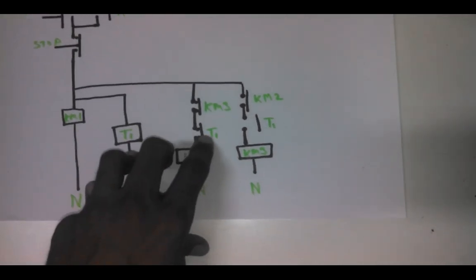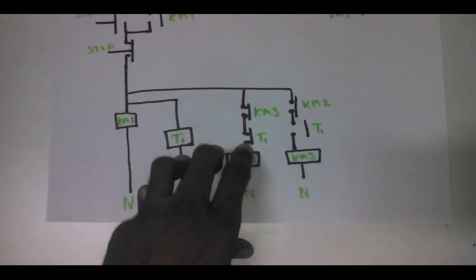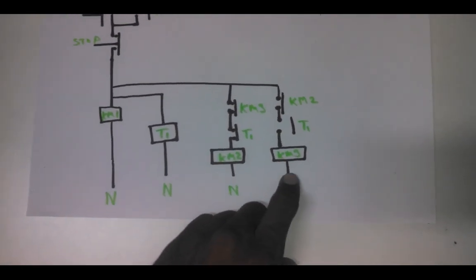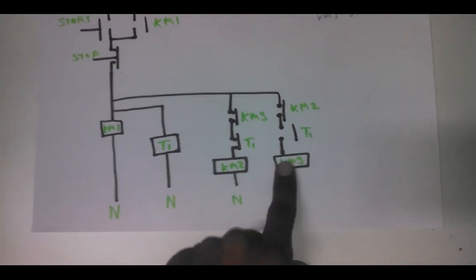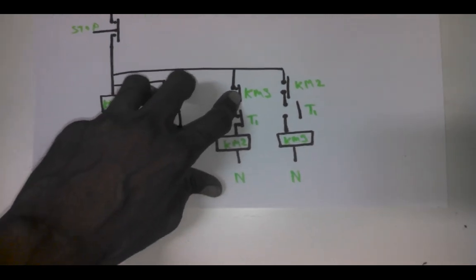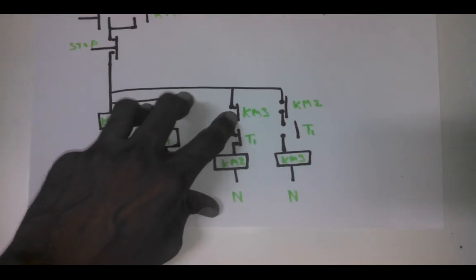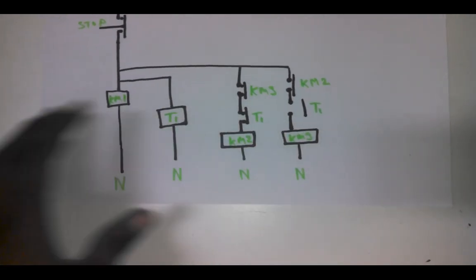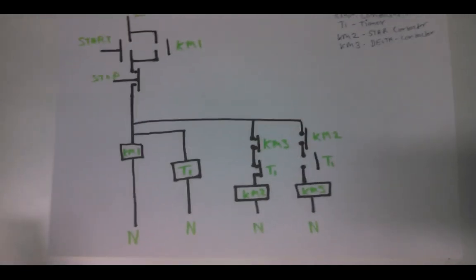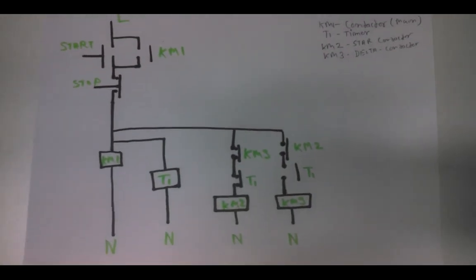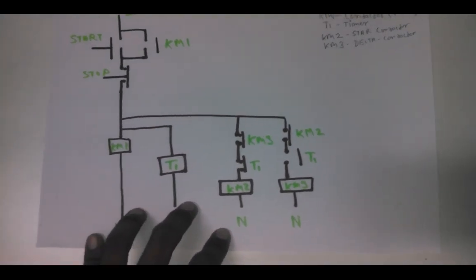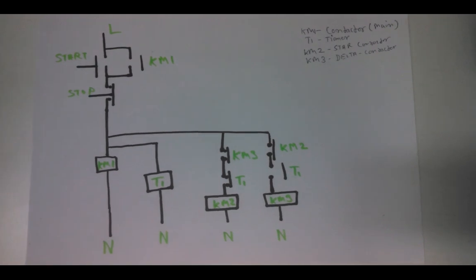And when the timer completes the 10 seconds, it gives the supply to KM3, then KM3 will be held, and when it is held, its NC point will become NO, so this will be open. At that time, after 10 seconds, this will be open. You will see in the real circuit when we do the wiring how this logic works. So let's do some hard wiring and we will test our starter, how it works.